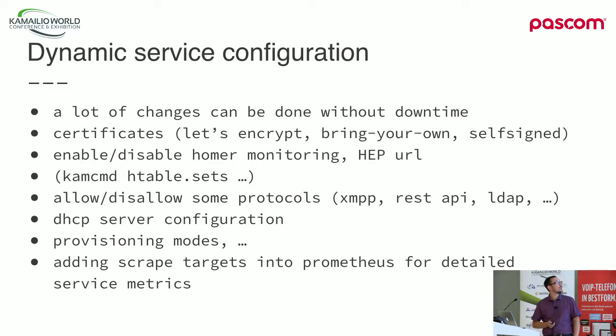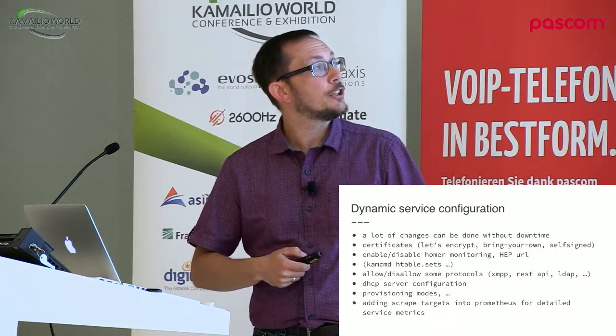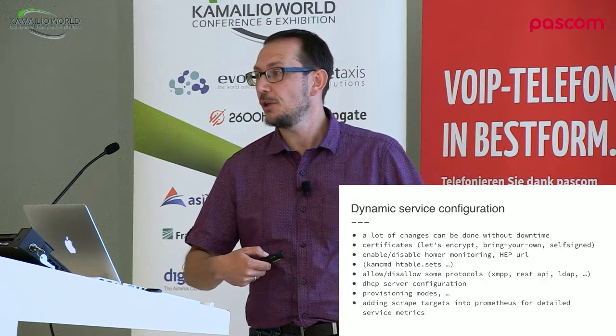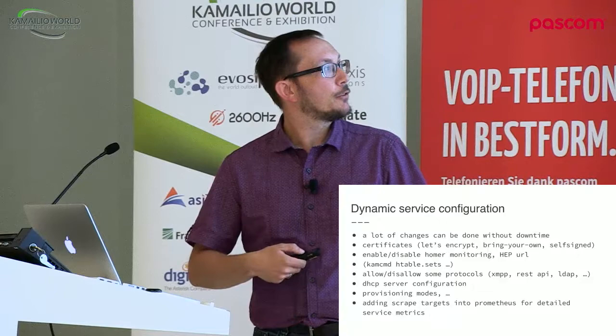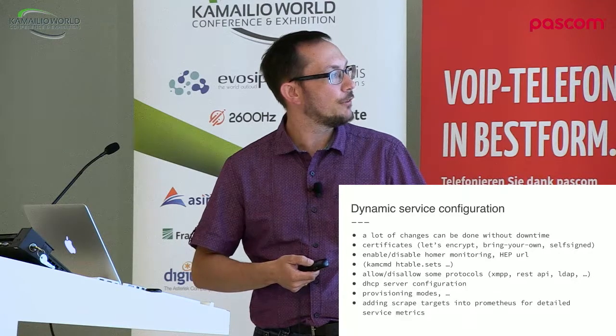So there is a second level. That's dynamic service configuration. So for a lot of changes, we can do something without a downtime. You change the certificate mode, you go for Let's Encrypt, or you go back to bring your own, or for testing purposes, self-signed, whatever. You want to trace the traffic, so you give it a Homer URL or not. And that, again, can leverage this Consul template, and it would do something like this. It just sets something in an htable in Kamailio, or uses generically kamcmd. Okay, then of course you can turn on and off protocols dynamically. You can configure your DHCP server, whatever you need.